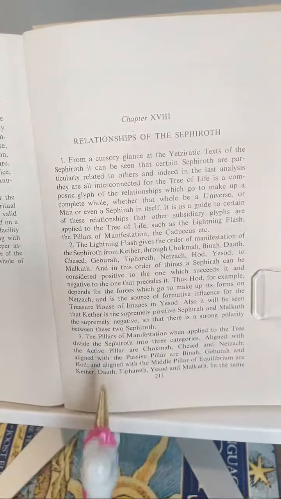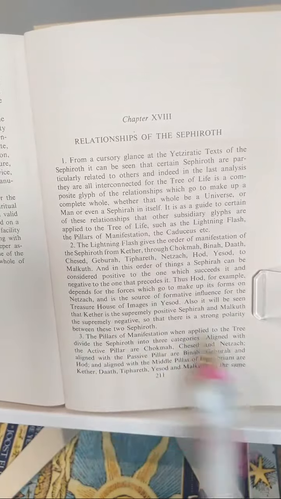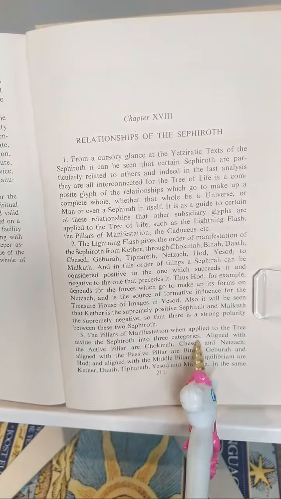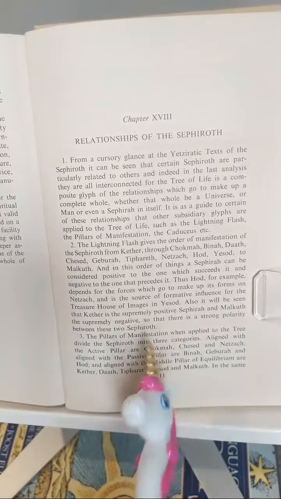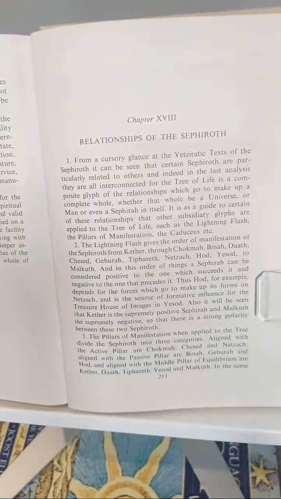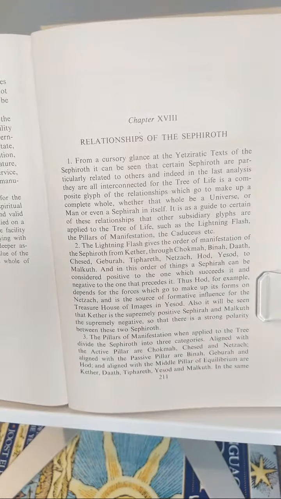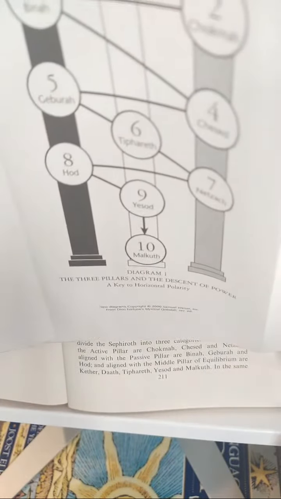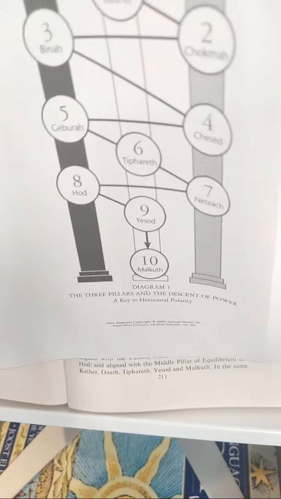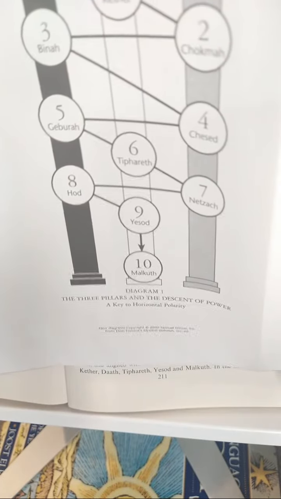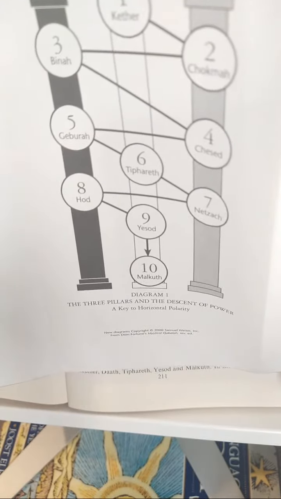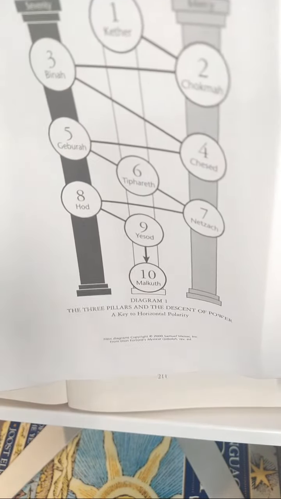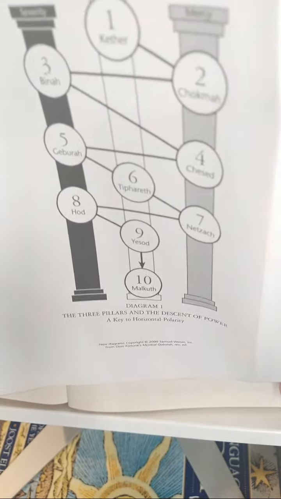Okay, number 3. The pillars of manifestation, when applied to the tree, divide the Sephiroth into 3 categories. Aligned with the active pillar are Chokmah, Chesed, and Netzach. That's the right pillar. So here's what he's talking about here. He says, aligned with the active pillar are Chokmah, Chesed, and Netzach. Aligned with the passive pillar are Binah, Geburah, and Hod. Aligned with the middle pillar of equilibrium are Kether, Daath, Tiphereth, Yesod, and Malkuth.